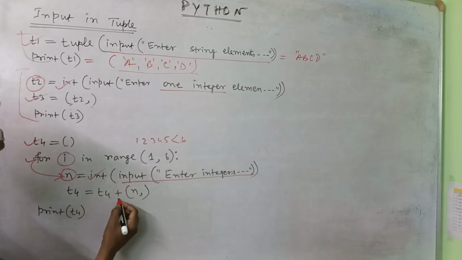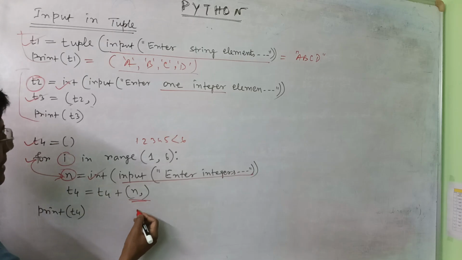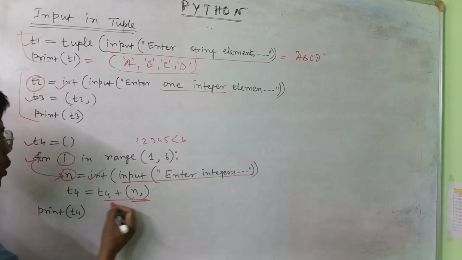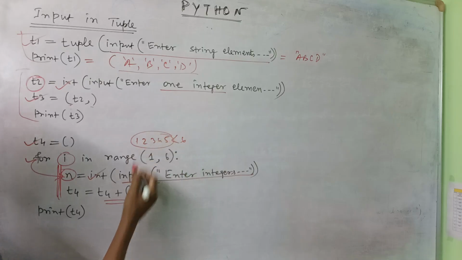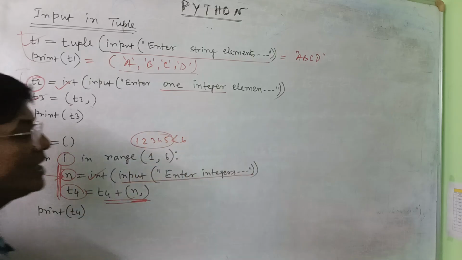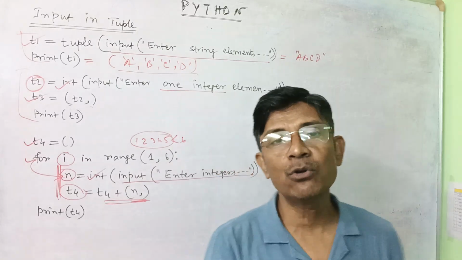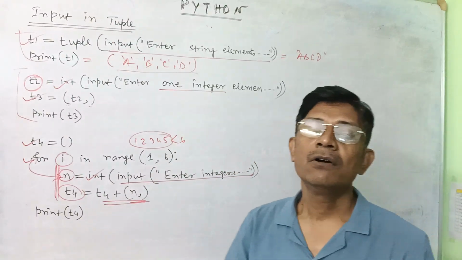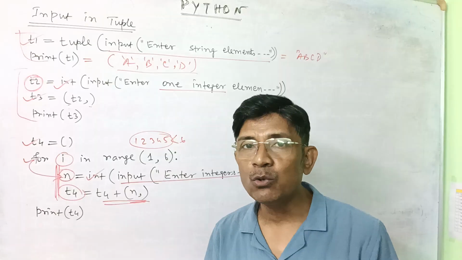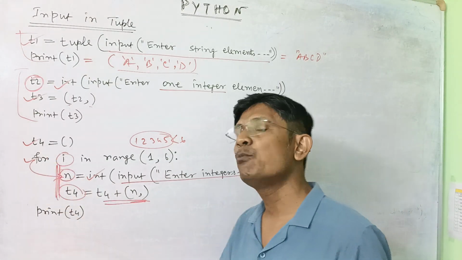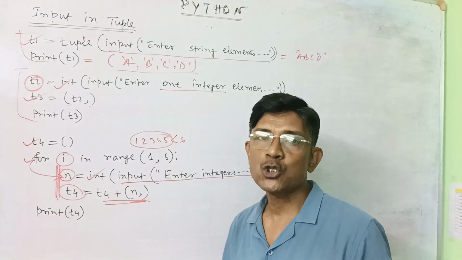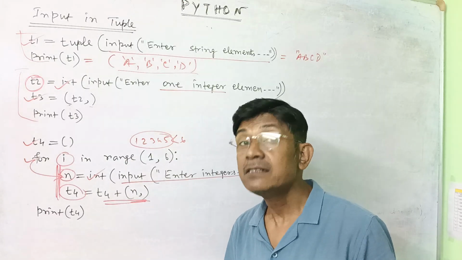Then t4 is tuple plus n; t4 is the tuple, and this is the way you keep the value. If you write this code, this loop will work 5 times. So t4 will store 5 different values, whatever values you want to give, and they will be stored in t4. If you print t4, it will show you all those values as a tuple.